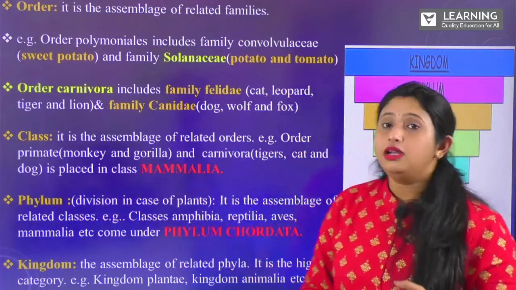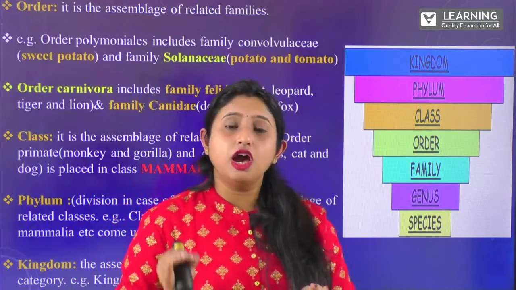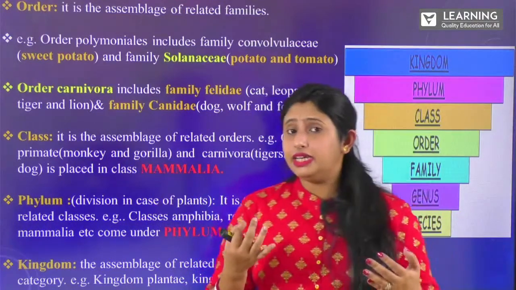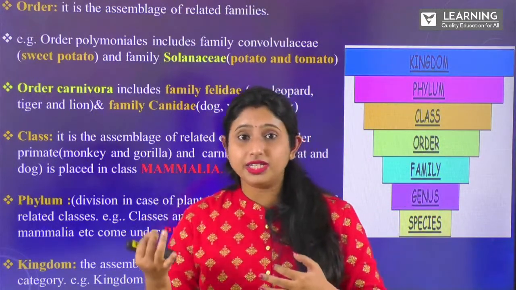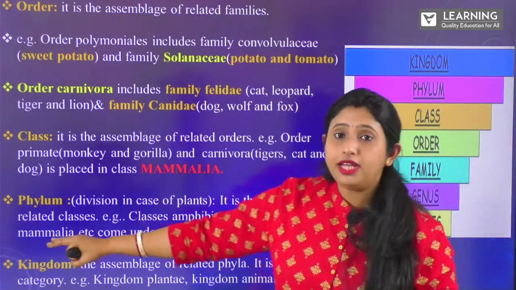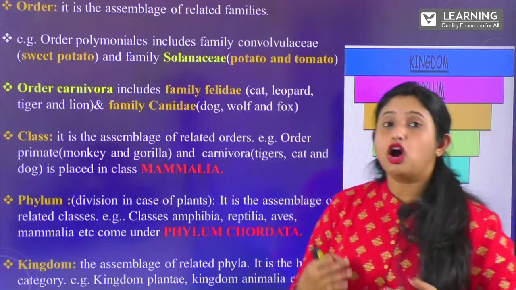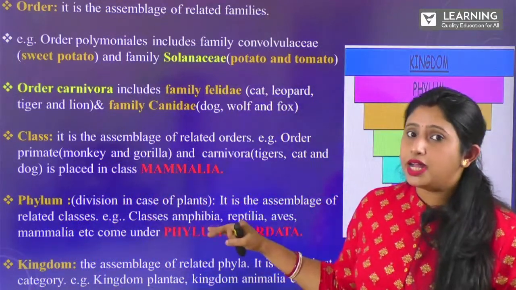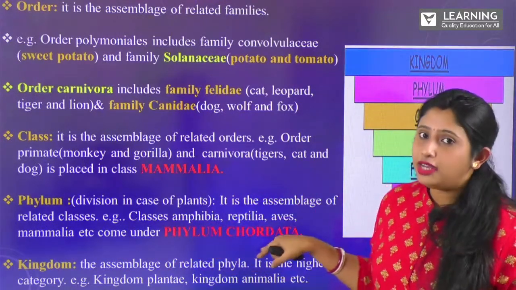Next is your phylum. Now, in case of animals, we call it phylum, whereas in case of plants, we call it division. Clear? So, what is phylum? It is categorizing the classes together, depending on their various similarities and characteristics. So classes Amphibia, Reptilia, Aves, Mammalia, all come under which phylum? That is your phylum Chordata. Chordata means those organisms that have vertebrates. Clear? So the birds, reptiles, and mammals all come under one phylum, that is your phylum Chordata.